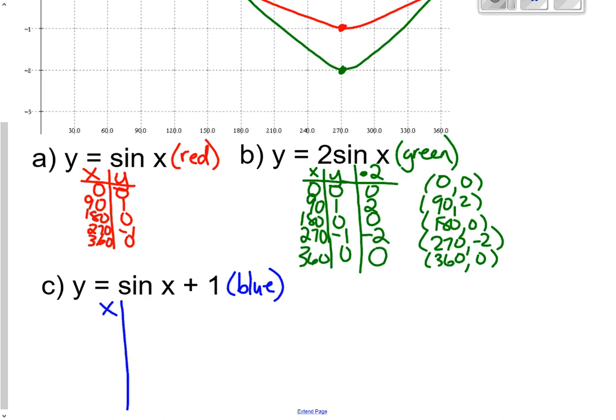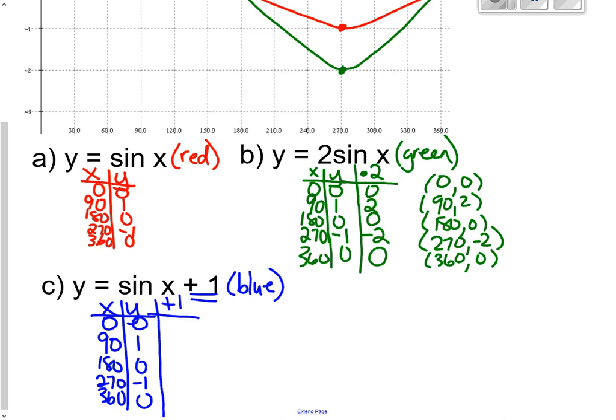So again, you're going to start at 0, 90, 180, 270, 360. We're going to start with our base graph. 0, 1, 0, -1, and 0. Now, this plus 1 is being added on to the end. So when we add on to the end of our function, that is our vertical translations from previous functions, transformations of functions. So this is where we're going to add 1 to all our y values.